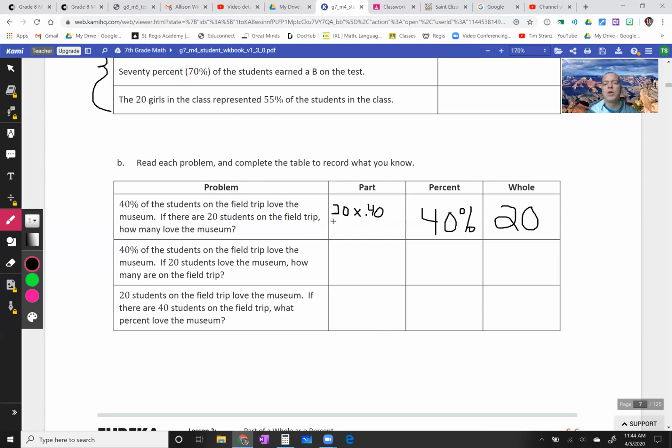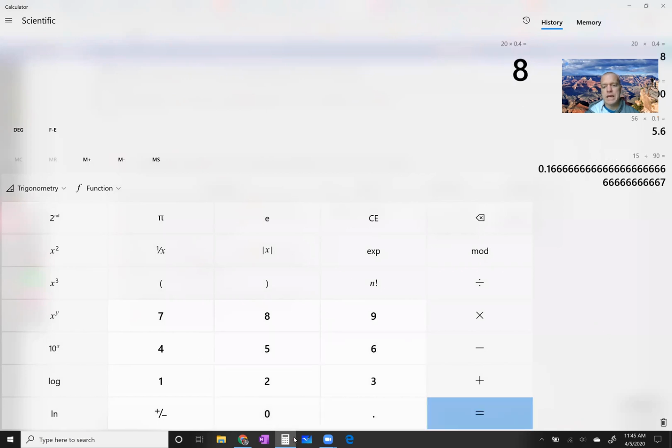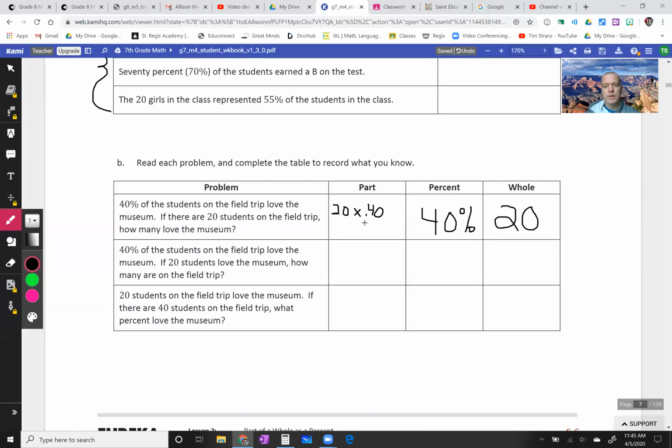Okay, so 20 times 0.40, I just want to show you on a calculator what that is. 20 times 0.40, look where the decimal goes. So it's 8, right? So 8 students love the museum.